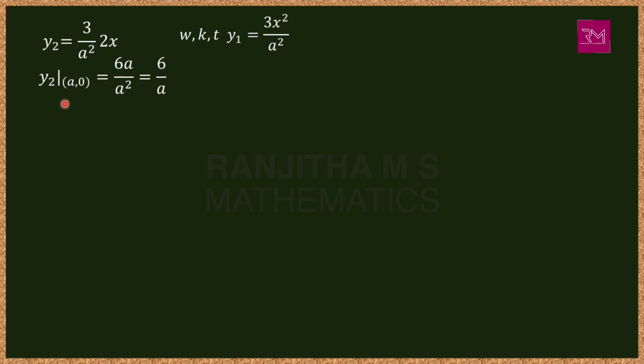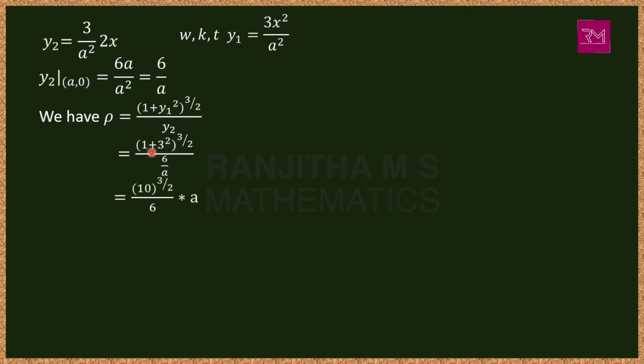This is our y2. After finding y1 and y2, we can substitute in the formula of rho, that is (1 plus y1 square) whole power 3 by 2 divided by y2. Substituting the values, we get (1 plus 3 square) whole power 3 by 2 divided by 6 by a. Here take a to the numerator. 3 square is 9, 1 plus 9 is 10. 10 power 3 by 2 divided by 6 by a. If we take a to the numerator, that becomes 10 power 3 by 2 by 6 into a.